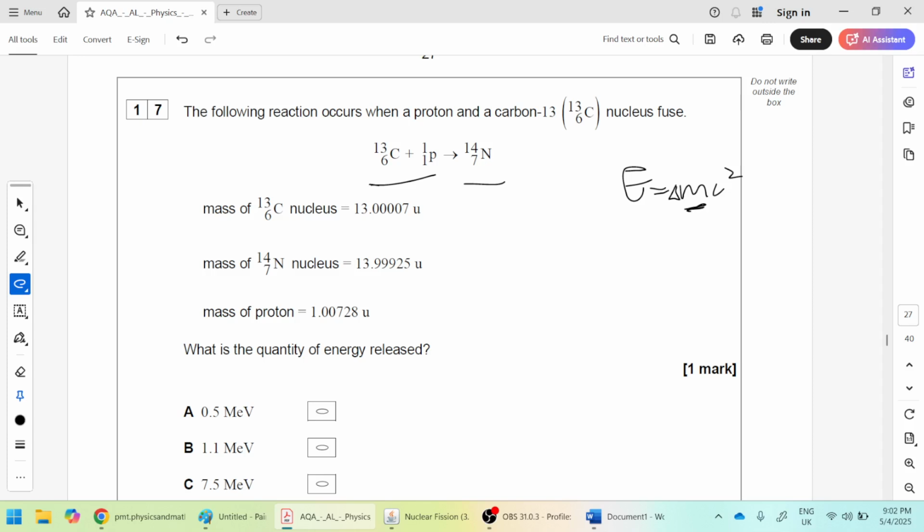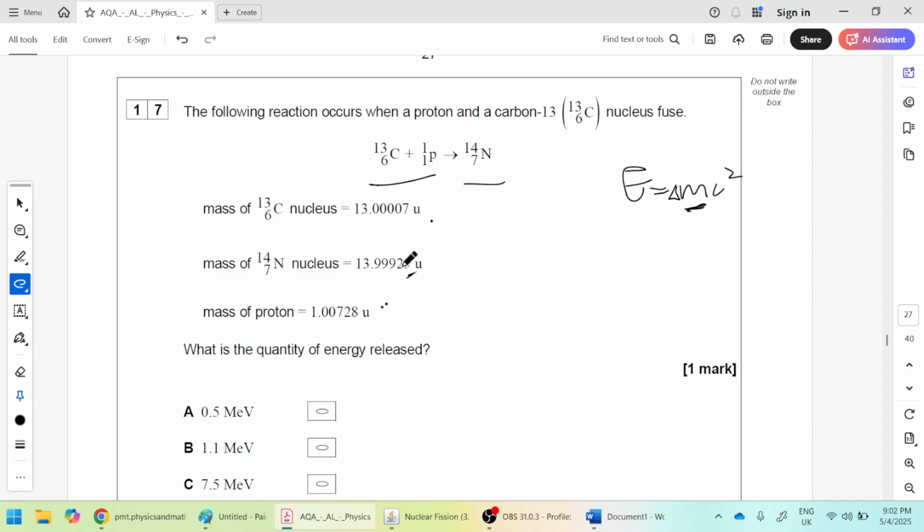Or we can use u to calculate E, then convert E into mega electron volts. That's also because all the answers are given in MeV. But basically, first I'm going to start by finding the difference in mass between the two sides. So I'm going to add up this one and this one. Mass has to be lost for energy to be released, right? From the addition of these two, I'm going to subtract this one. Let's see what we get.